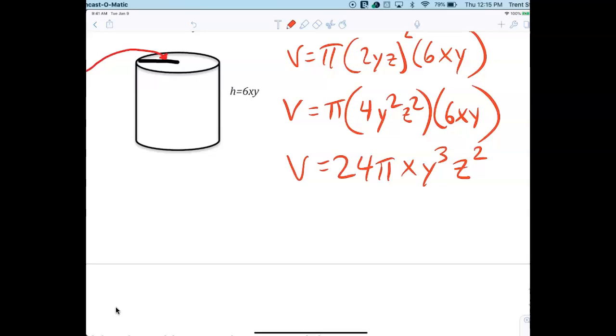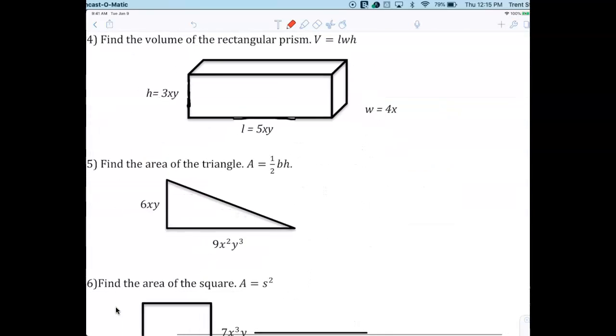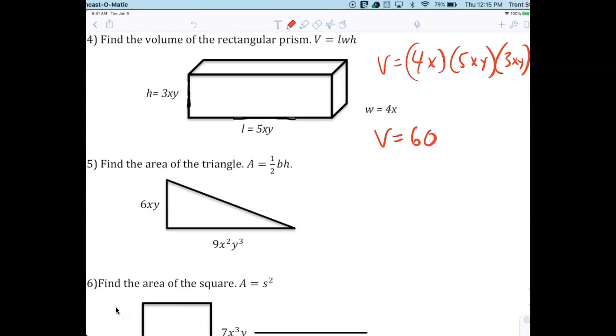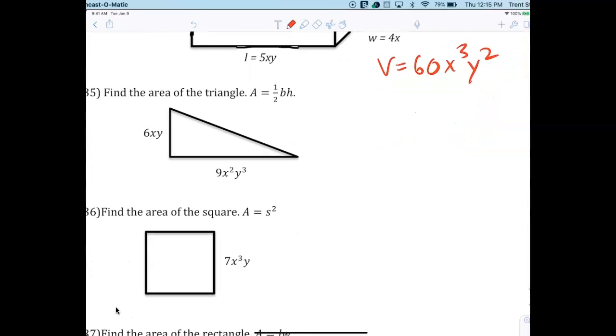Okay, Sam, go. So it's 4x times 5xy times 3xy, which is 60 x to the third. Good. Easy, easy, easy. Formula: 1/2 base times height. I actually forgot to put this in here, but you should put it in there.